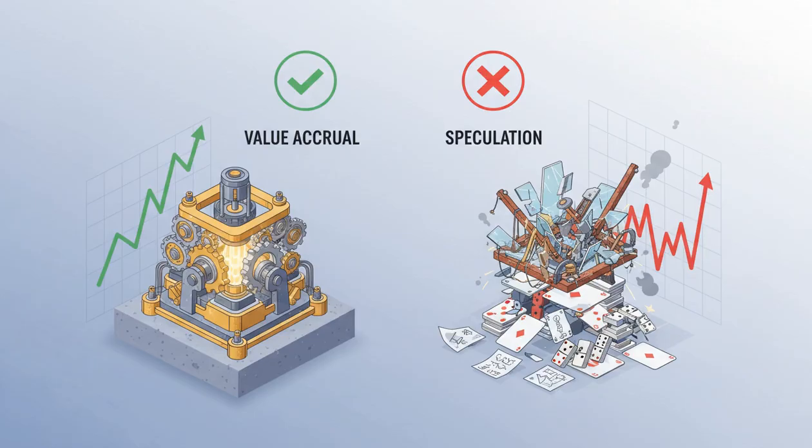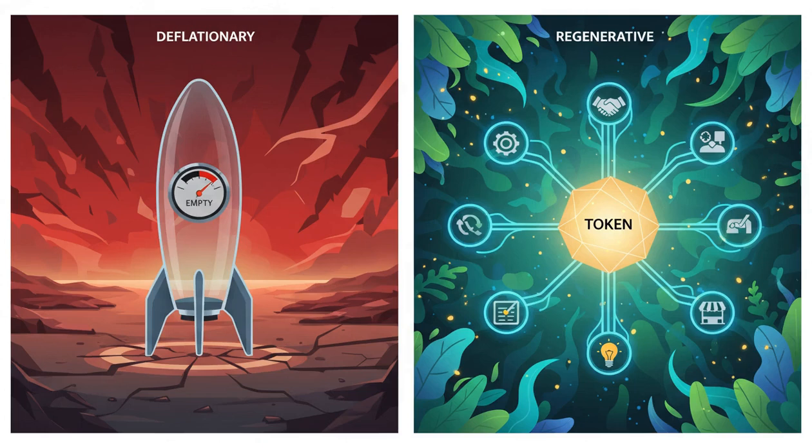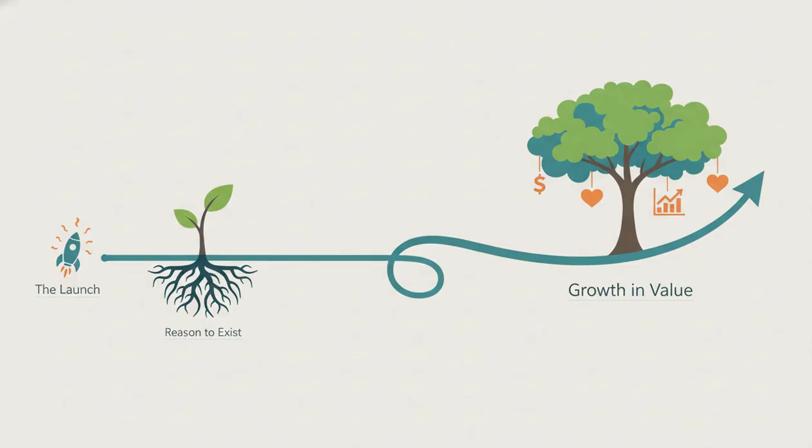Look, I've seen dozens of white papers with beautiful charts and insane APYs that were fundamentally broken. They built rockets with no fuel. Our goal today is to move beyond that hype. We're going to deconstruct how to build a token that's the lifeblood of your ecosystem, not just another ticker for degens to gamble on. It's about creating something that has a reason to exist and a reason to grow in value, long after the launch party is over.